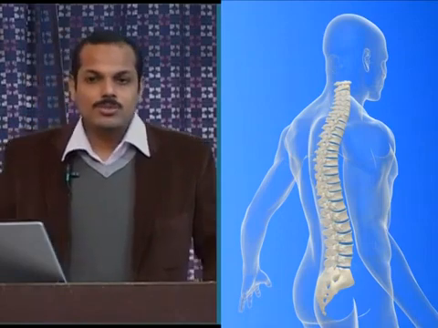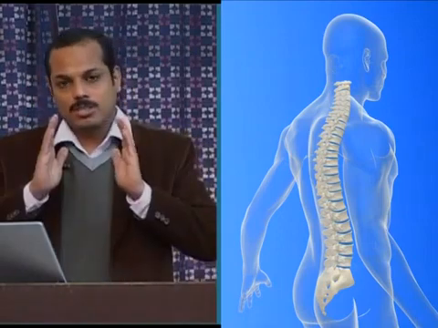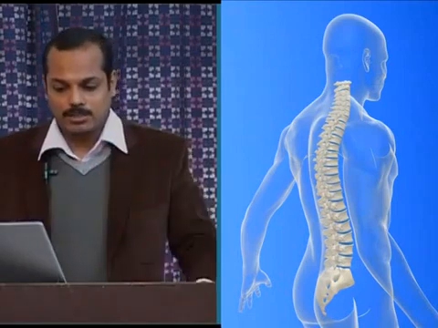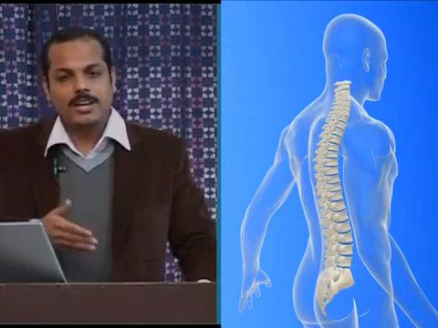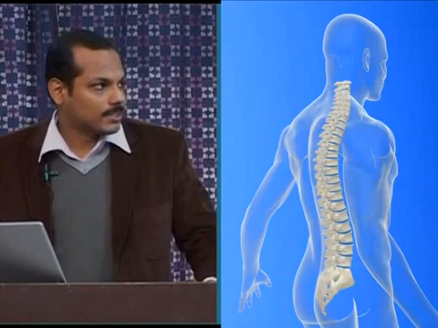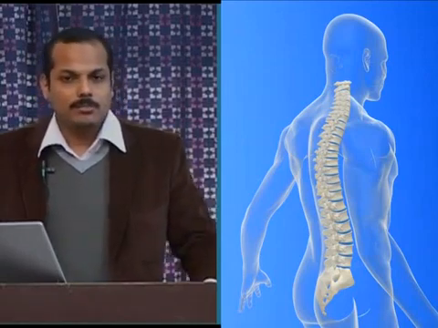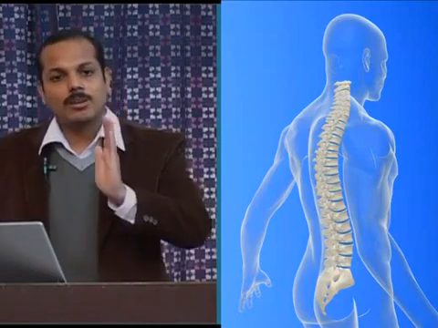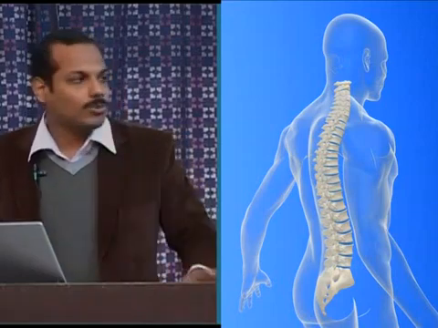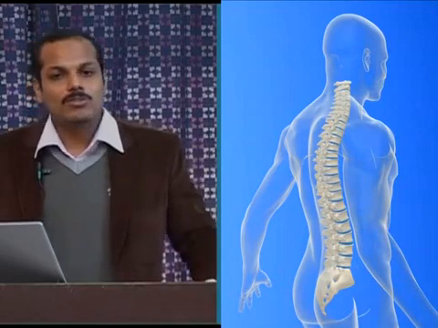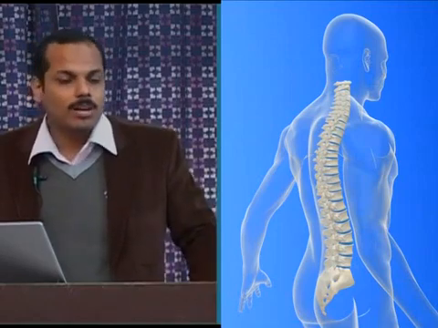Now, once you see the vertebral column from the front or back, it is very much straight. But once you see the entire vertebral column from the side, that is the sagittal view, you can see lots of curvatures in the vertebral column.